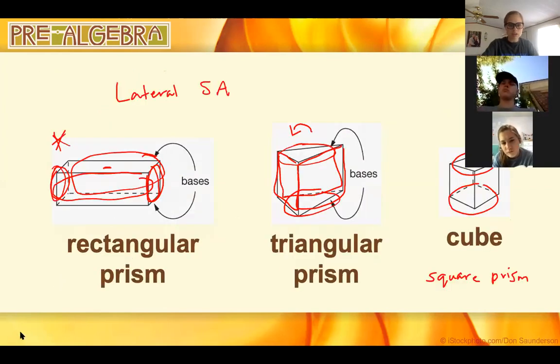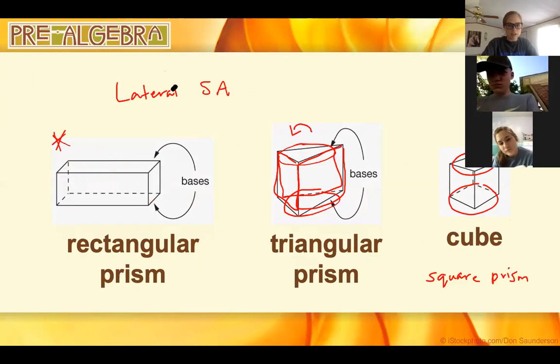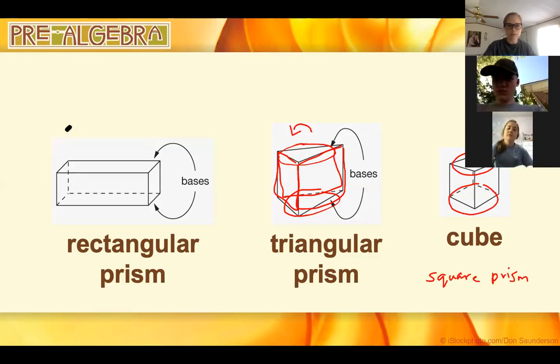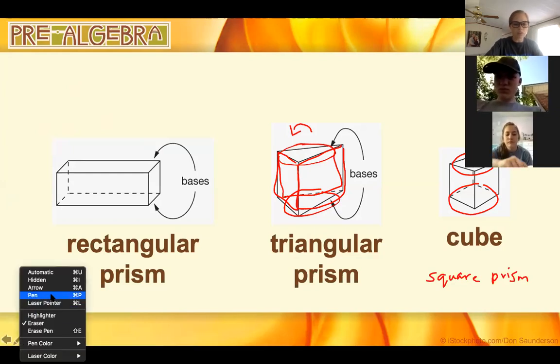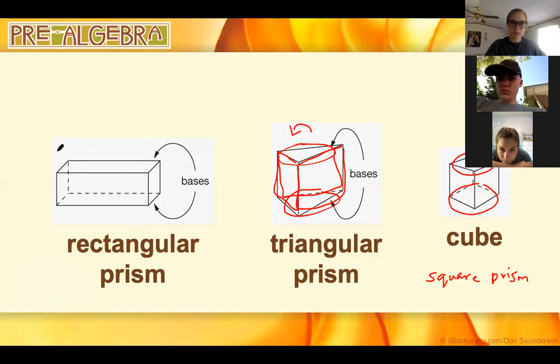So going back here to this rectangular prism, to find the surface area, I need to find the area of all the sides of this rectangular prism. How many total sides do I have? How many total shapes make up a rectangular prism, including the faces and the bases? Okay, I have 6 total pieces that I have to find the area of.